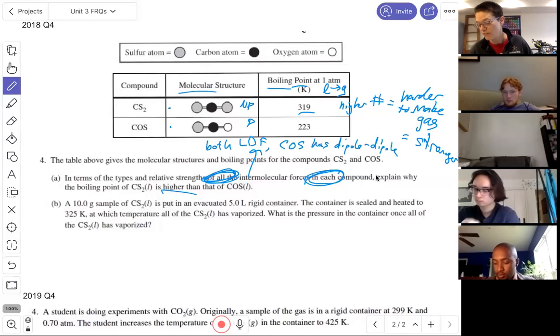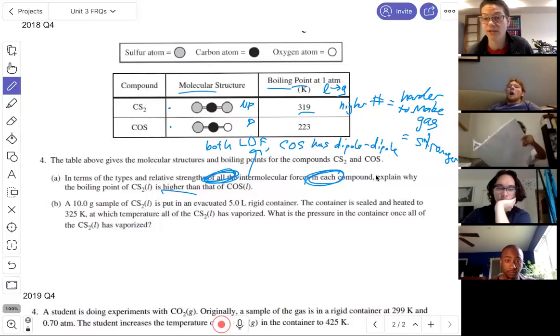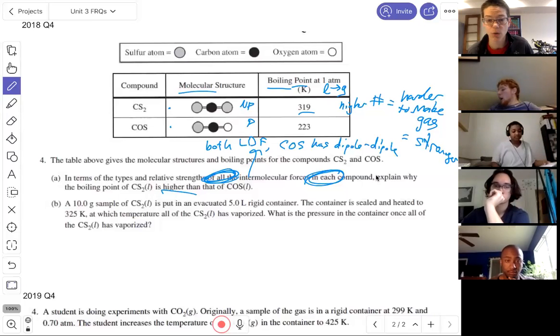The second piece of information is simply stating why the boiling point of CS2 is higher than that of COS. So who wants to take a crack at that?